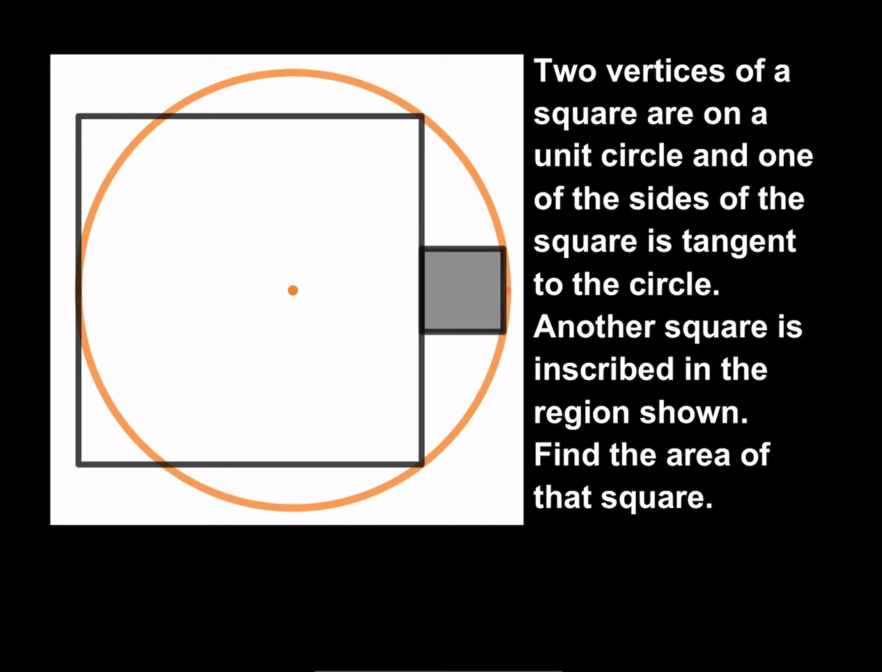And let's get started. Two vertices of a square are on a unit circle, and one of the sides of the square is tangent to the circle. So we have this large square that is tangent to the circle at a point like this. Another square, which is the smaller one, is inscribed in the region shown. Find the area of that square. So we're going to be finding this area, which means we're going to find the side length first of that shaded square.